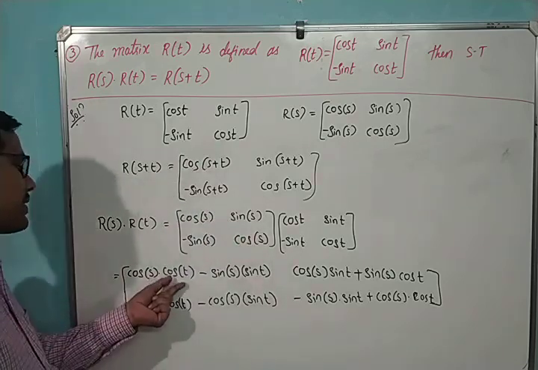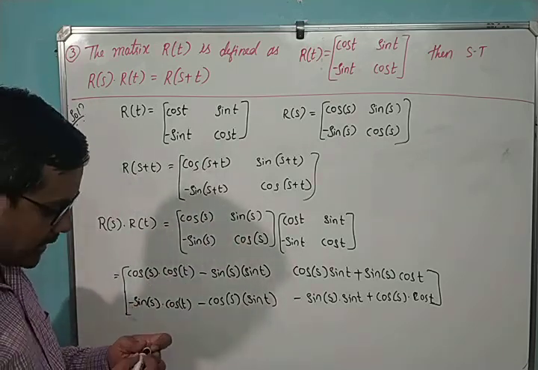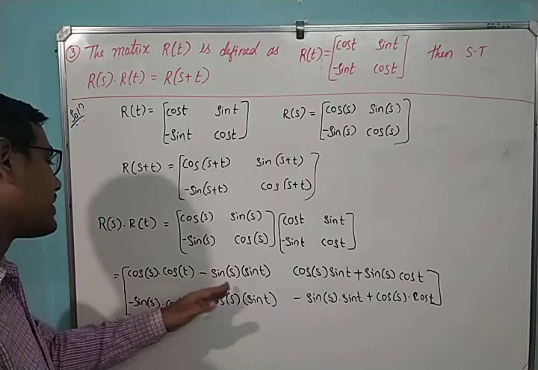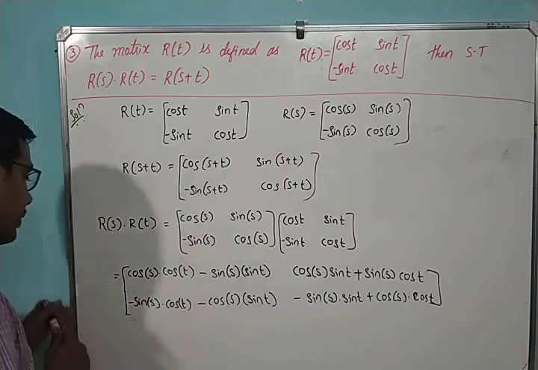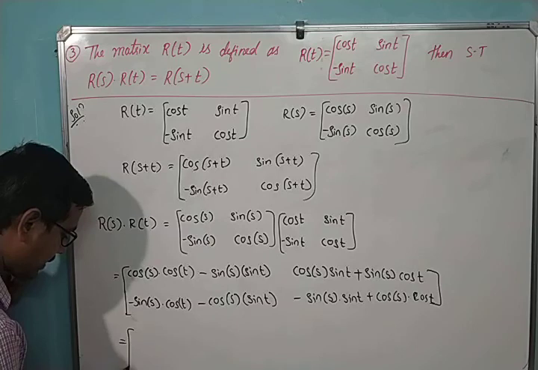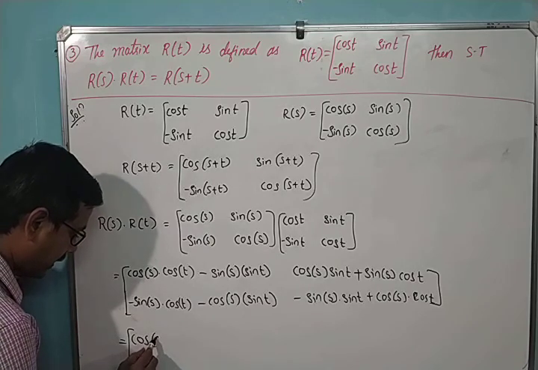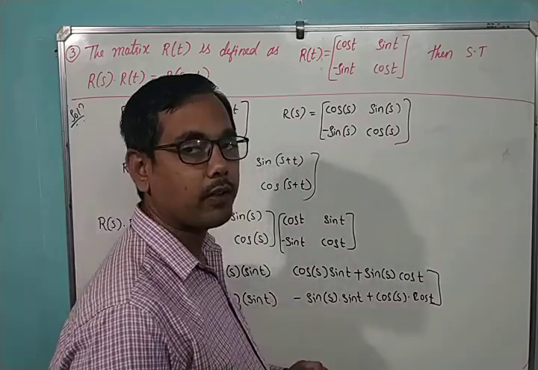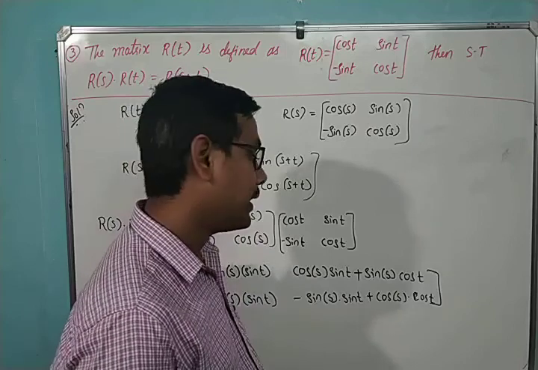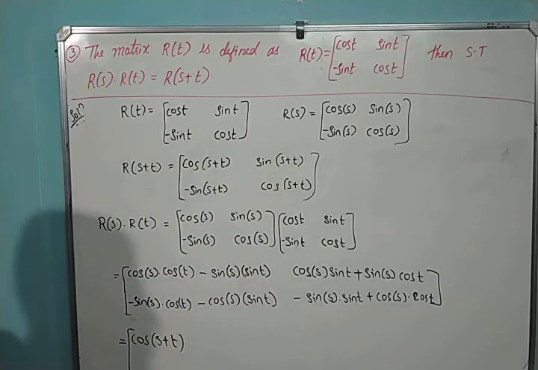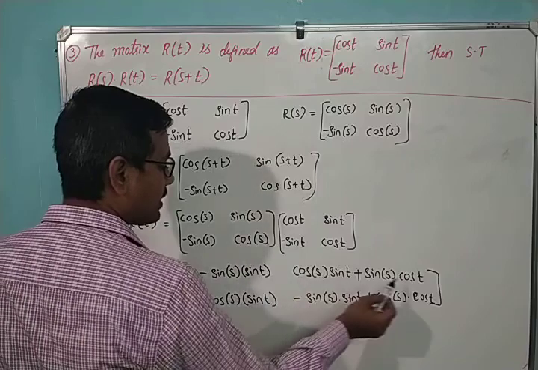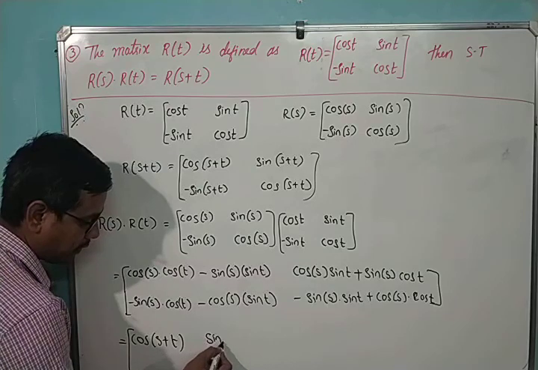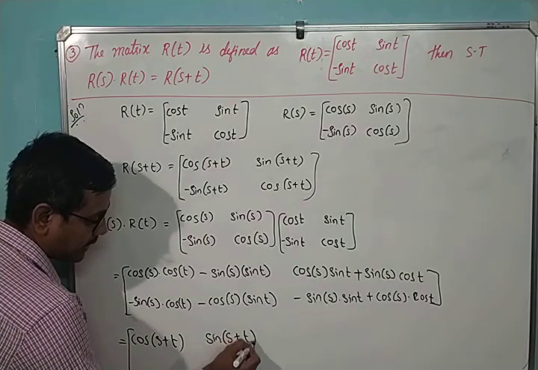Now what is cos of s into cos of t minus sine of s into sine of t? This resembles the formula cos a cos b minus sin a sin b, that is cos of a plus b. So here I can write this as cos of s plus t, right? And what is cos a sin b minus sin a cos b plus sin a cos b? Sin a cos b plus cos a sin b, that is sin of a plus b. There is nothing but sin of s plus t.